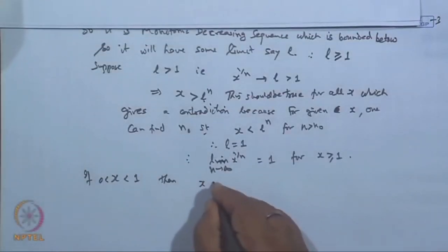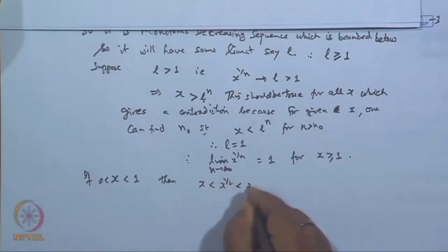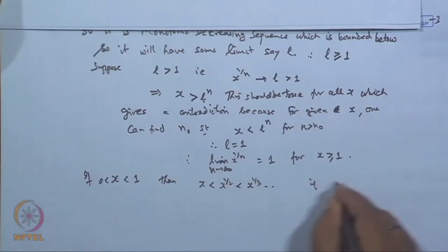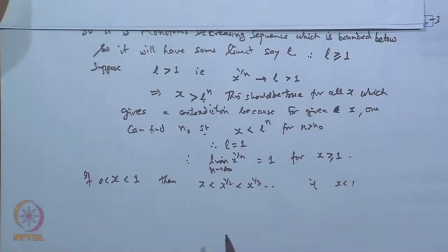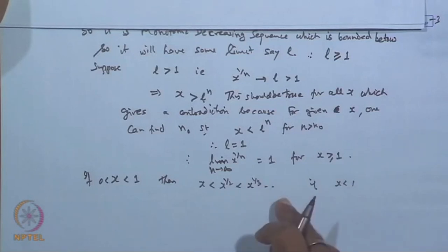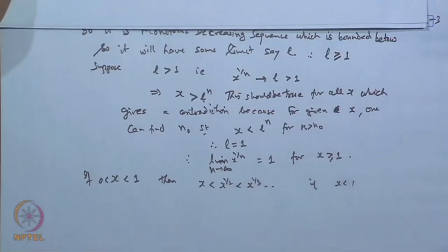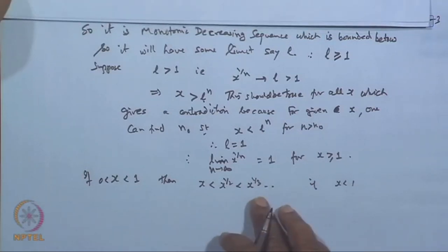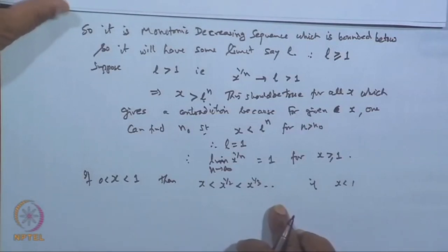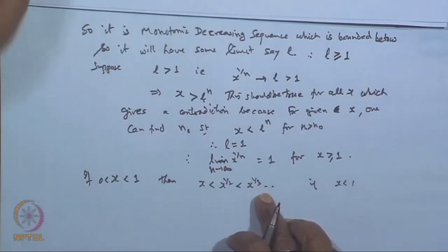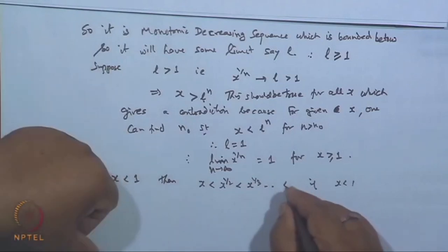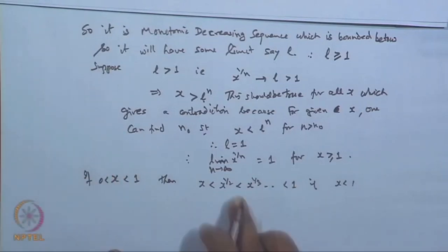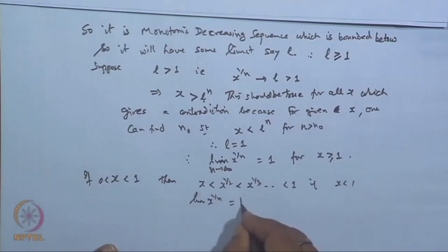So then x is less than x raised to the power half, less than x to the power 1 by n, and so on, if x is less than 1. Okay? x is less than 1. So what happened is, it is an increasing sequence. And it will always be less than or equal to 1. So when you take the limit of x raised to the power 1 by n, suppose it is capital L, which is less than or equal to 1.